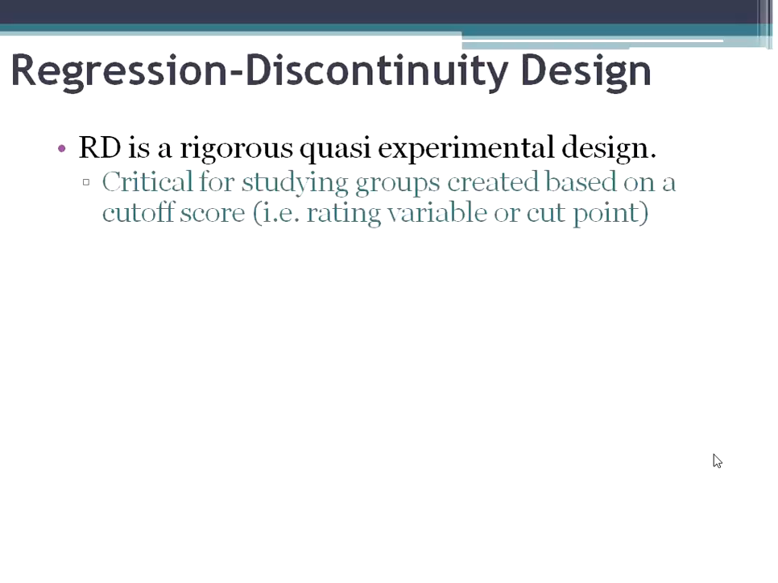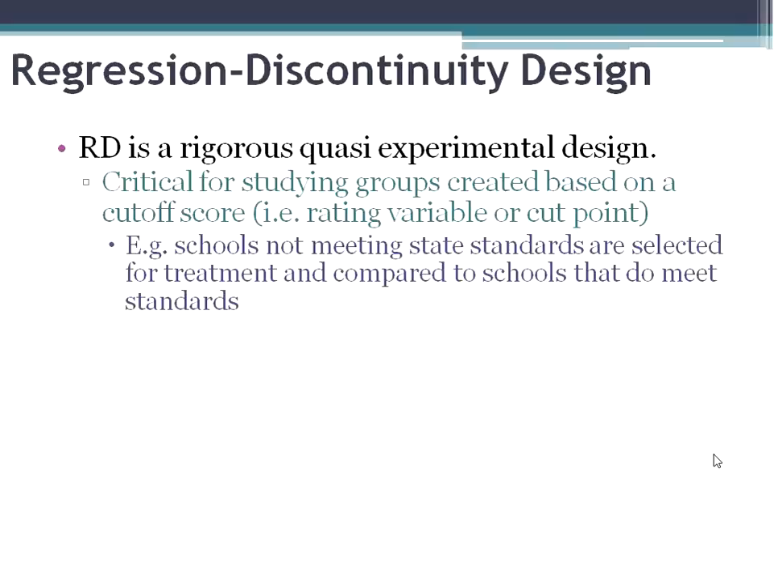Another cool non-experimental design that's really popular, and it's gaining popularity, is the regression discontinuity design. Regression discontinuity is pretty critical for studying groups based on some kind of cutoff score. This is often referred to as sort of a rating variable or a cut point.